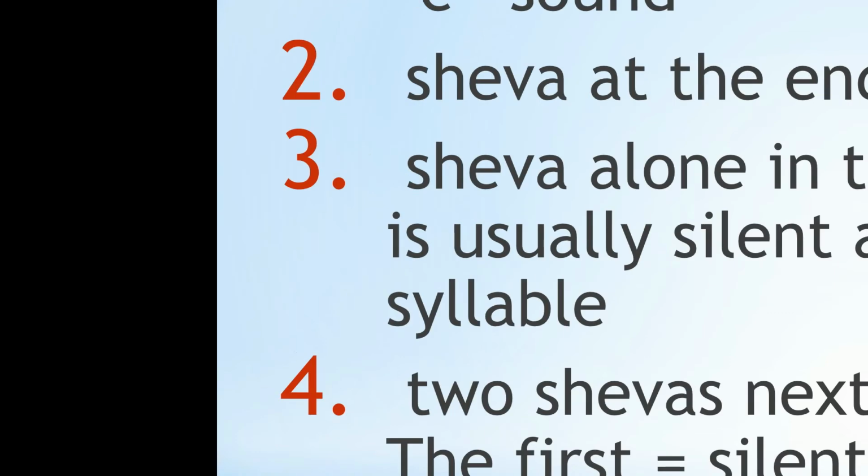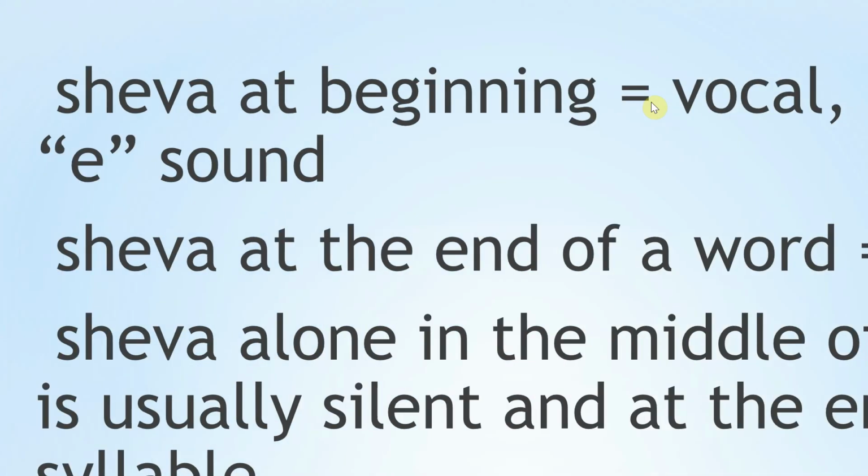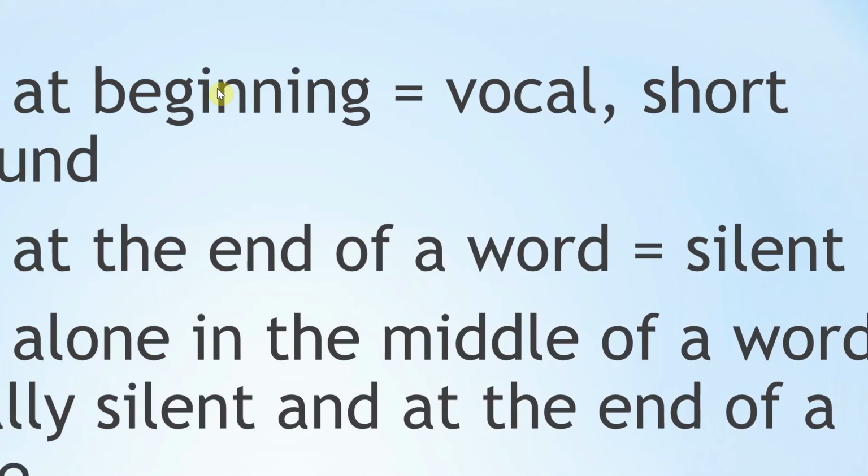And 4 rules there are. We'll start with the first one. I'm going to read through these, provide a tiny bit of an explanation, and then we're going to look at some specific examples. Okay, so firstly, Sheva at the beginning of the word, underneath the first consonant, is vocal, and it makes a short E sound.